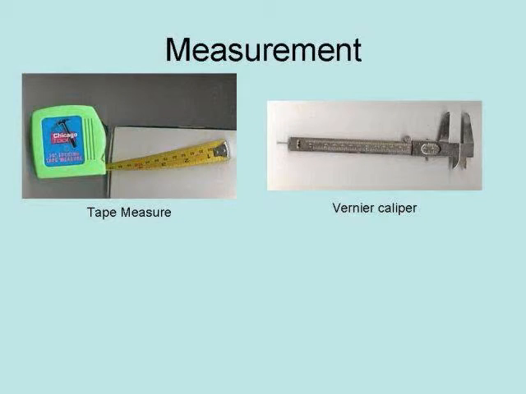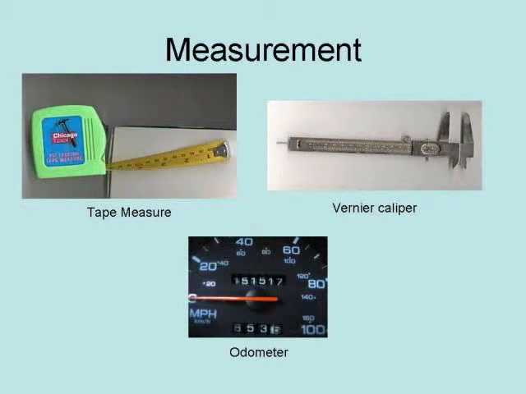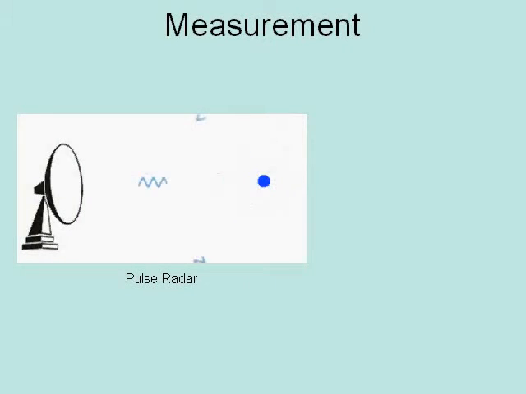The most common ways of measuring space are rulers, such as a tape measure, and for more accuracy, a vernier caliper. Odometers are another common way of measuring distance, and thereby space. Other methods include bouncing light, radio waves, or sound off of an object and using the return time to measure distance. These include radar and sonar.